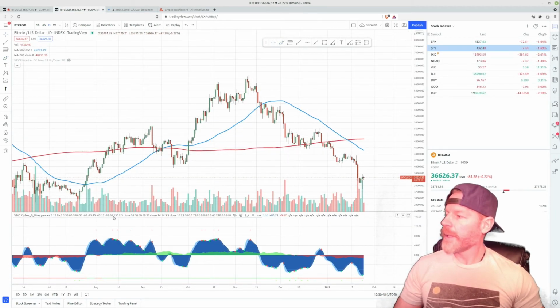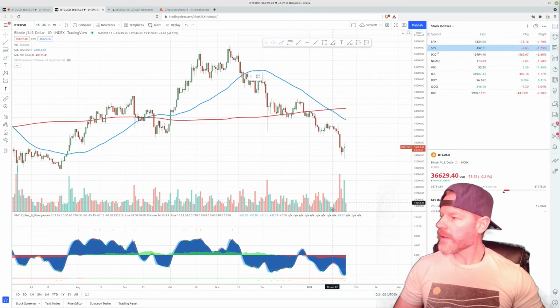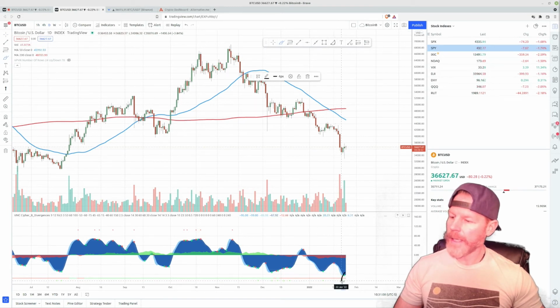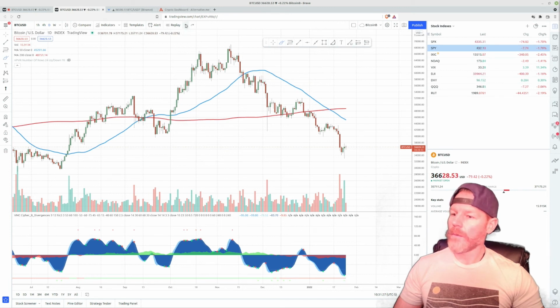VMC Cipher B. Again, you don't want to rely on any one chart. You just want to correlate all of this data, aggregate it, and then come up with a common denominator of sorts. And so here on the Cipher B divergence, you're seeing double dots down here. That is almost always a good sign that the market has, in fact, capitulated and will head up. Now, you could have double dots, and then we have more selling and back and forth for a little while. And that definitely could be what happens.